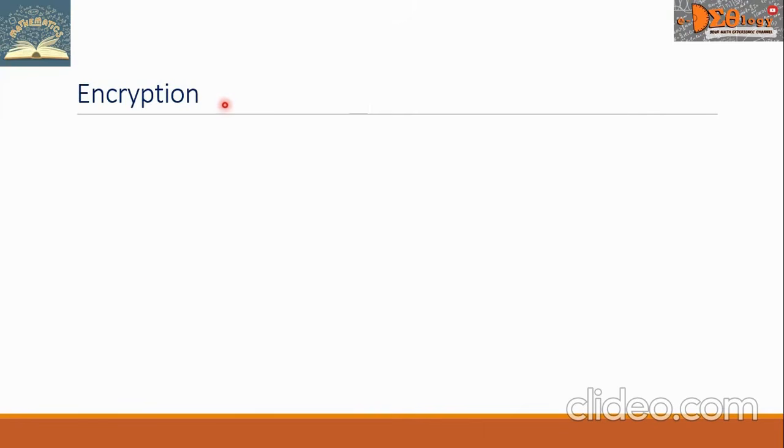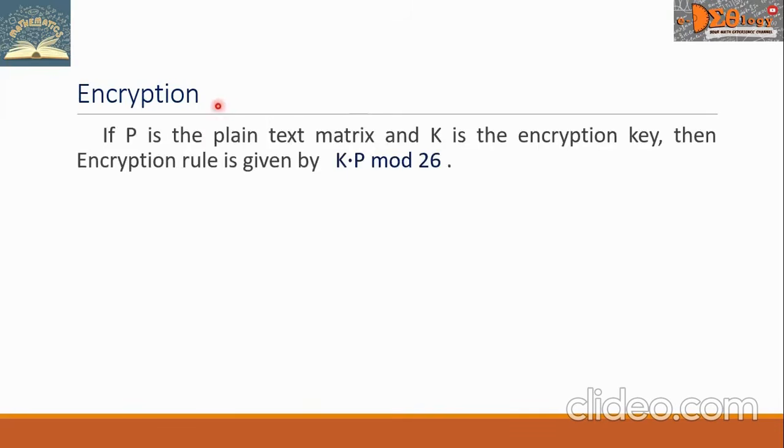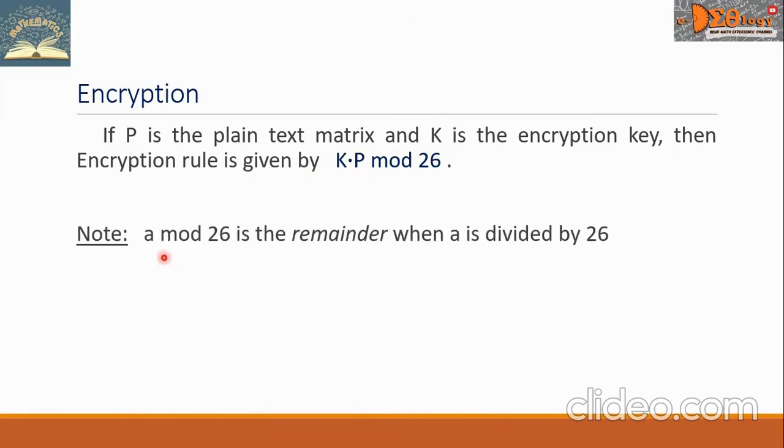Let us now discuss encryption. If capital P is the plain text matrix and capital K is the encryption key, then the encryption rule is given by K times P mod 26. Note that A mod 26 is the remainder when A is divided by 26. Let us see some examples.